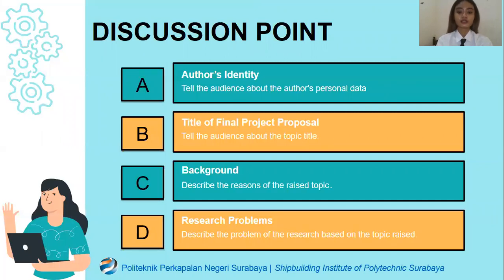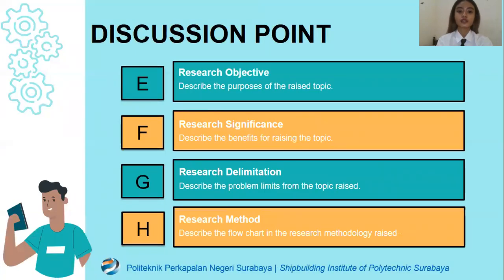Then we will discuss the research objective, which will explain the purpose of the raised topic. And then we discuss the research significance to describe the benefit of raising the topic. And then we talk about the research delimitation, which is to describe the problem limits from the topic raised. And then last, we talk about the research method to describe the flowchart in the research methodology raised.